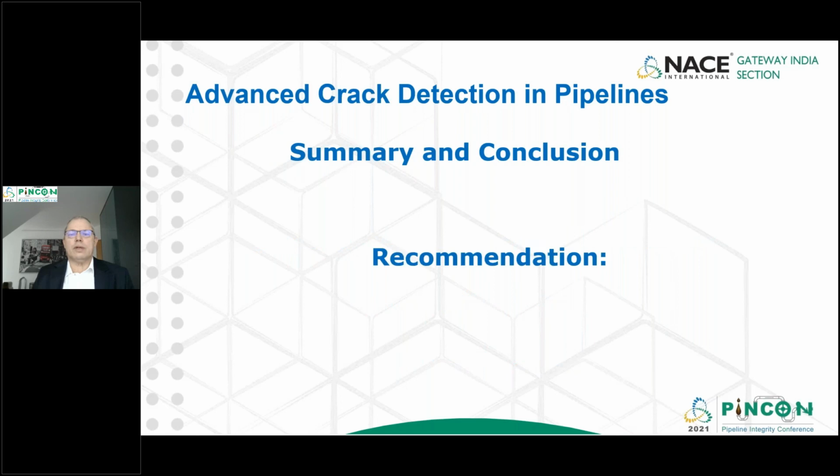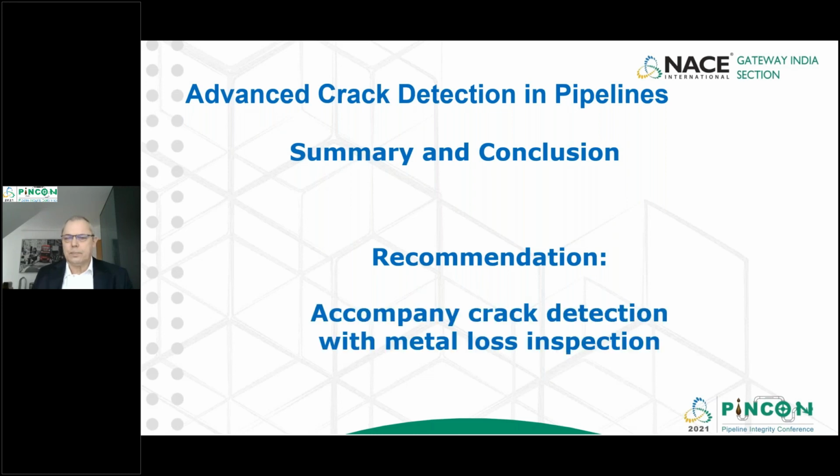One recommendation at the end: every crack detection inspection should be accompanied with an inspection for metal loss. The reason is that some metal loss features may have a sharp edge, and this sharp edge may be interpreted as a crack. So by the combination of the crack detection and the metal loss inspection, the data analyst has it much easier to determine what kind of feature he is looking at. So therefore, the recommendation to have a metal loss inspection accompanying every crack detection inspection.